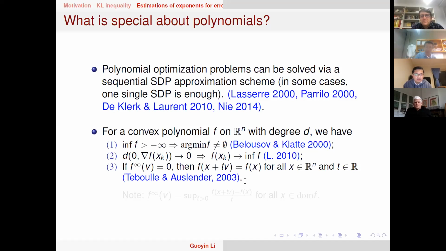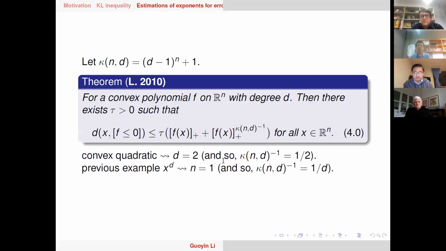Okay, and in case you forget what the recession function is, here's the definition. Here I'm going to make use of some of this property to show you how you can handle the convex polynomial setting for the error bound. Let me just recall what the error bound result is.